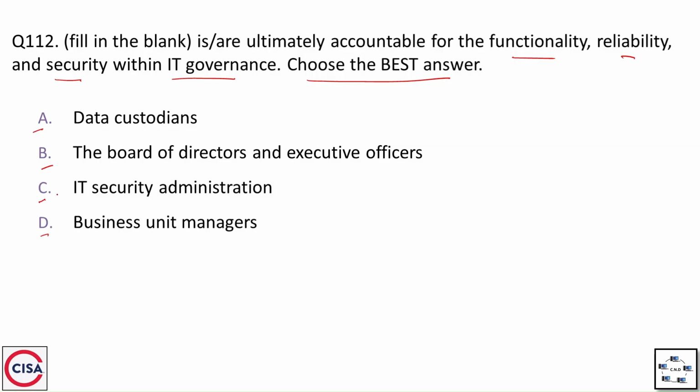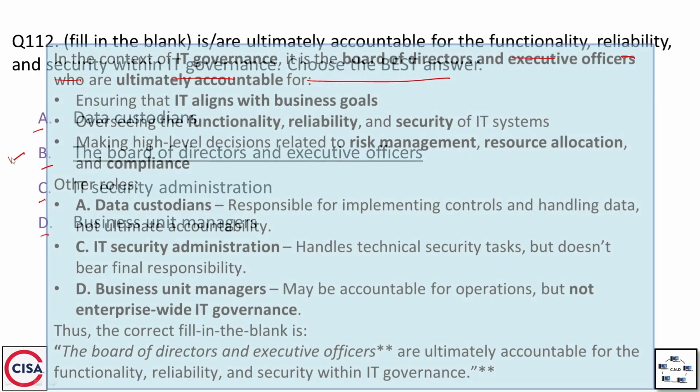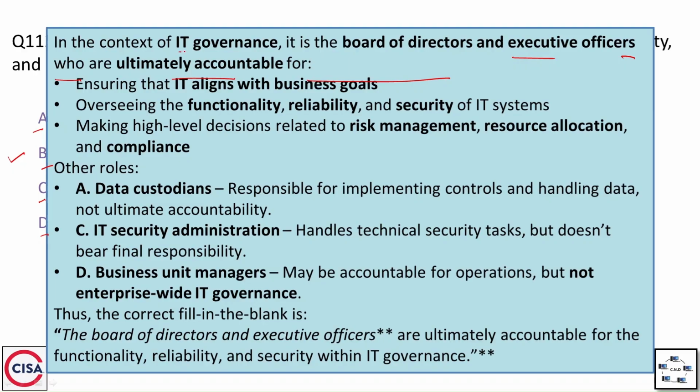And the correct option is option B, the board of directors and executive officers. So, in the context of IT governance, it is the board of directors and executive officers who are ultimately accountable for ensuring that IT aligns with business goals, overseeing the functionality, reliability, and security of IT systems, and making high-level decisions related to risk management, resource allocation, and compliance.